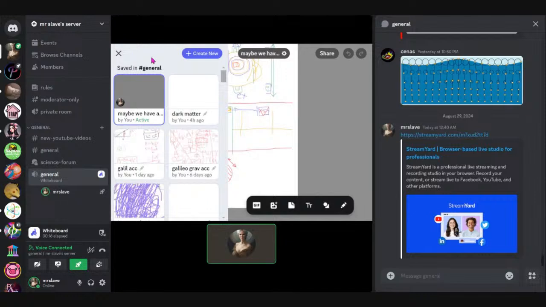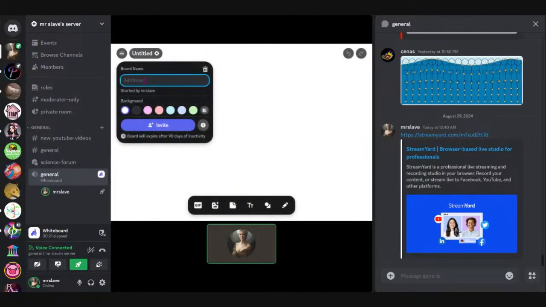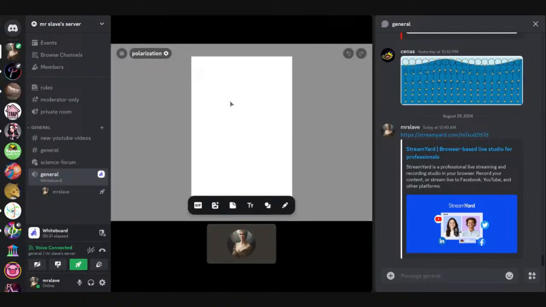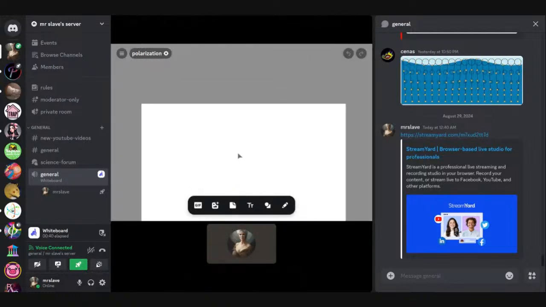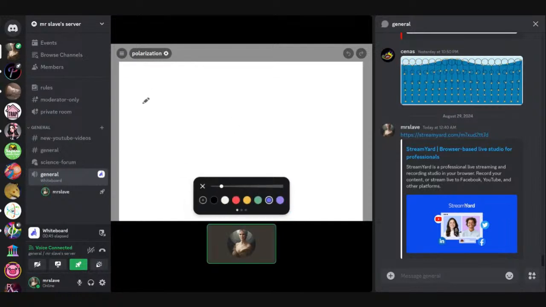Okay, let's make a new one. Could it be so simple that they got this wrong so simply? Okay, what do we want to look at? This is polarization. Do you think we're going to figure it out? Yeah, probably. I agree. We've done so well so far.